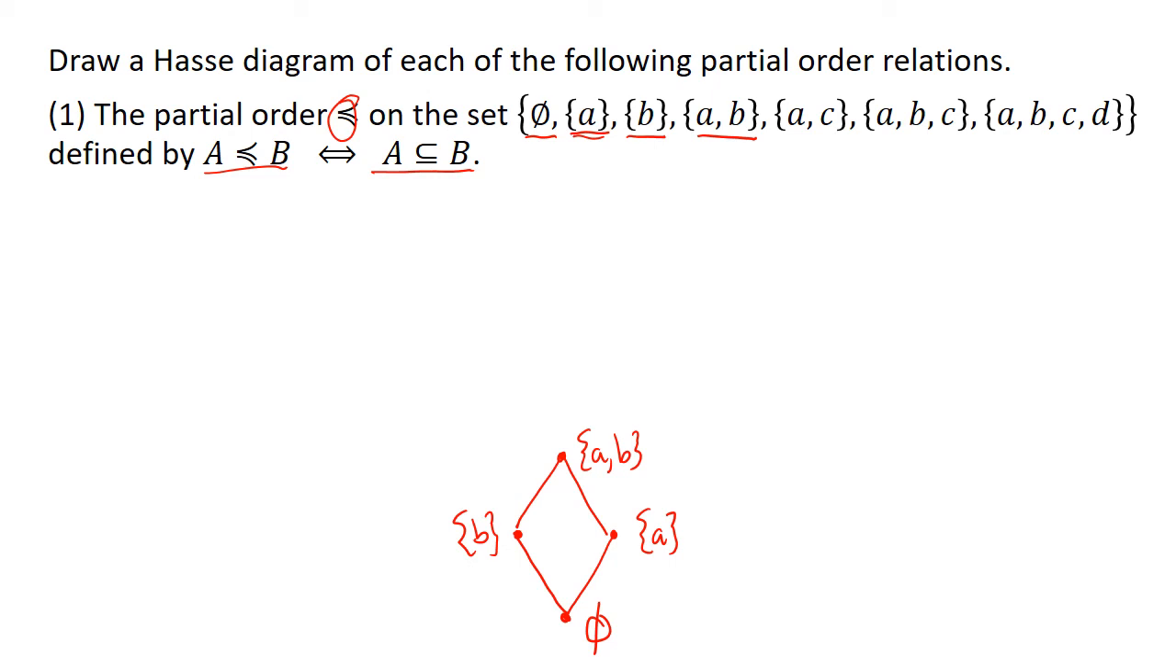Okay, so any lines that would be implied by transitivity, you do not have to draw them in the Hasse diagram. In other words, if I can go up from the empty set to B and then all the way up to AB, then I don't need to draw a line directly from the empty set to AB.